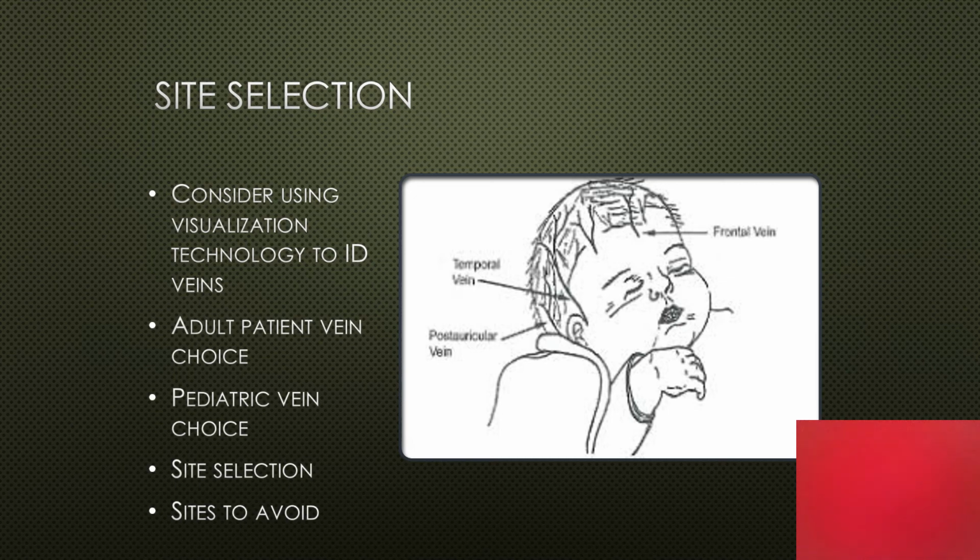Avoid cannulating an area below an area of phlebitis or infiltration. Avoid areas of ecchymosis. Again, avoid the dominant extremity whenever possible. Avoid lower extremities in the adults unless it's absolutely necessary, and that generally will require a specific physician approval.